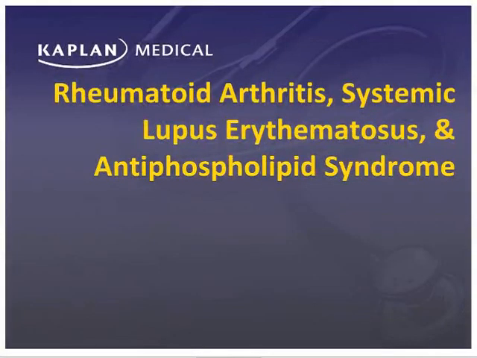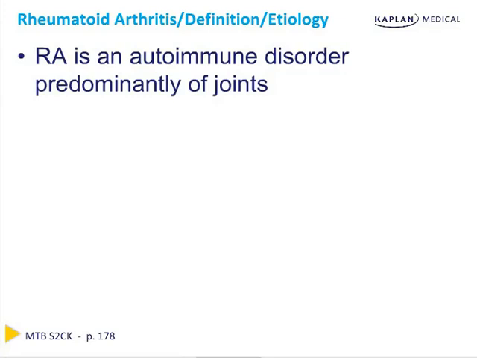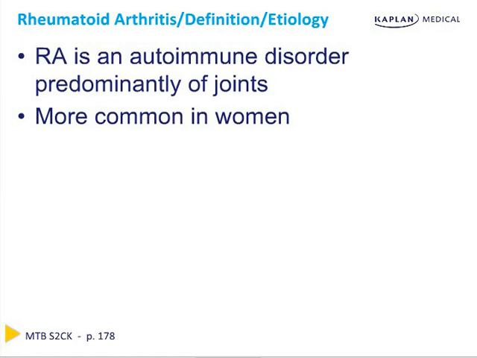We will now continue with rheumatoid arthritis. Rheumatoid arthritis is an autoimmune disorder, predominantly of the joints, but with many systemic manifestations of chronic inflammation. The cause is unknown, although there is an association with specific HLA subtypes. As with most autoimmune diseases, rheumatoid arthritis is more common in women.